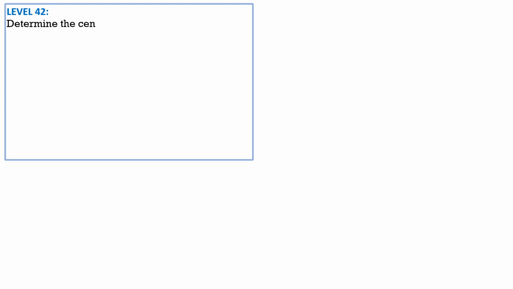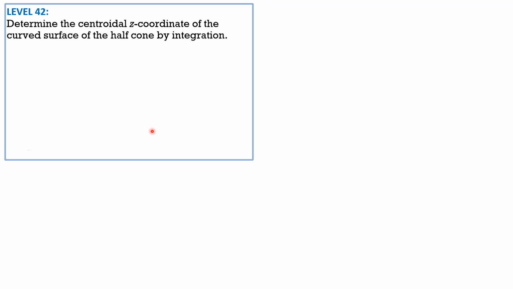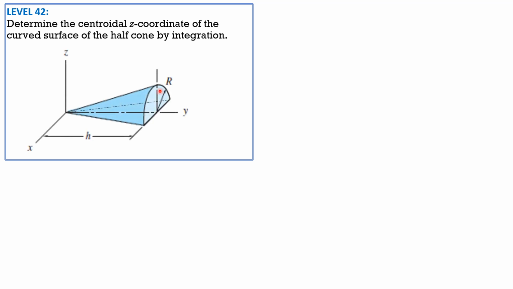Level 42, determine the centroidal z coordinate of the curved surface of the half cone by integration. So here's the figure. This time, let's locate the z coordinate of the centroid of the surface. So it's the lateral surface of this cone, just this part. Therefore, our strip should be a surface also, as shown.